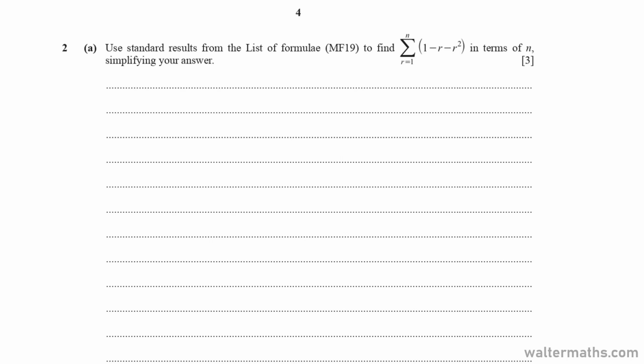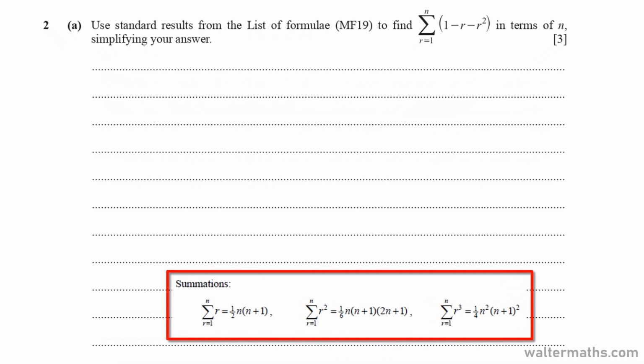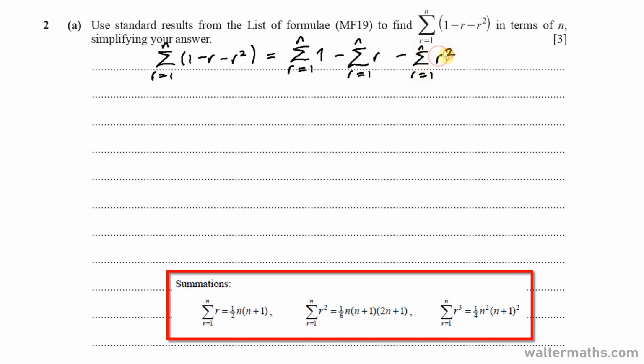So we will need the list of formulas here, and these are the standard results that we are expected to use. So we are saying for the summation from r is equal to 1 up to n of the form 1 minus r squared, this is going to be equal to the summation from r is equal to 1 up to n of 1 minus the summation from r is equal to 1 up to n of the form r, and that's minus the summation from r is equal to 1 up to n of the form r squared.